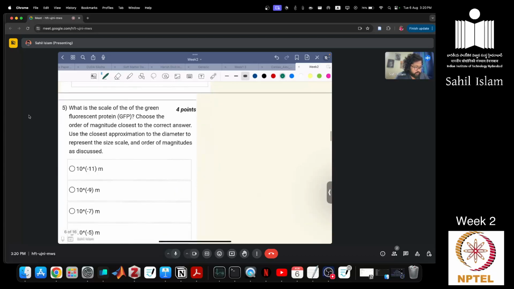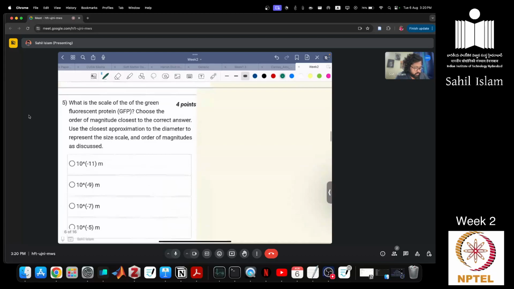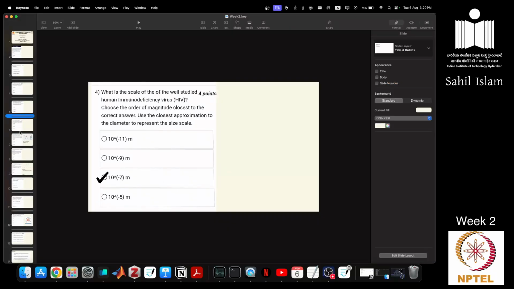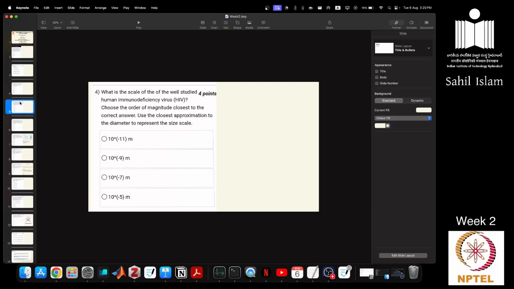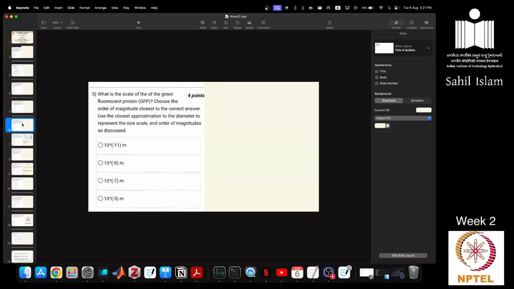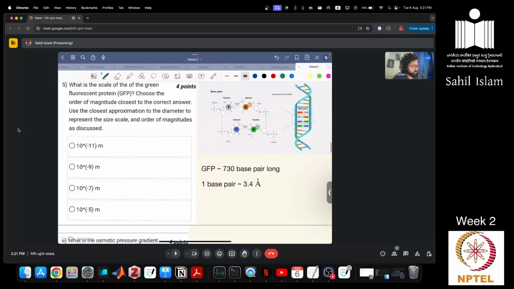What is the scale of the green fluorescent protein? Choose the order of magnitude. GFP, you know that it is 730 base pair. So this is another way of expressing a length scale.